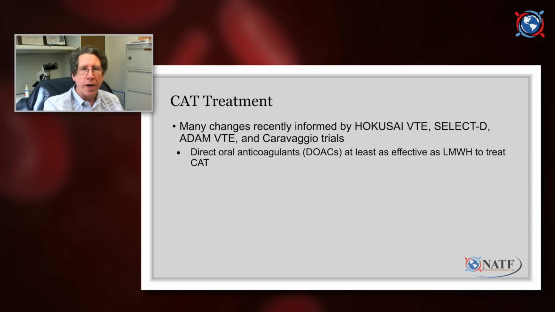oral anticoagulant trials, which include the Hokusai VTE Cancer trial, the SELECT-D trial, the ADAM VTE trial, and most recently the Caravaggio study. And all these studies have shown that direct oral anticoagulants are at least as effective as low molecular weight heparin in the treatment of cancer-associated thrombosis. As such, direct oral anticoagulants now are found among the treatment recommendations for cancer patients who suffer a cancer-associated thrombosis.